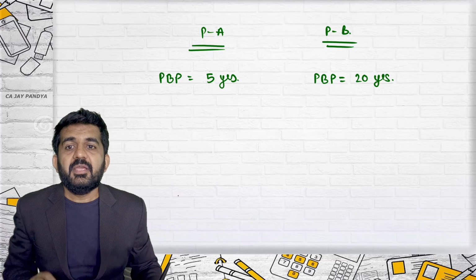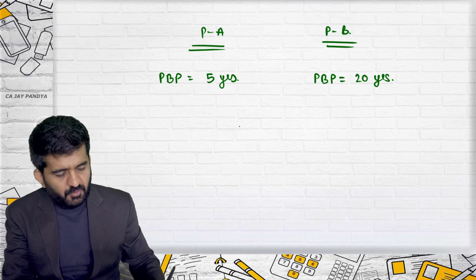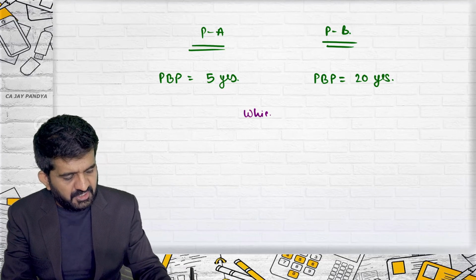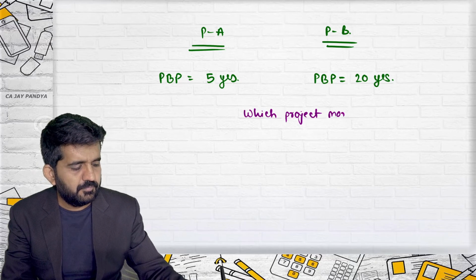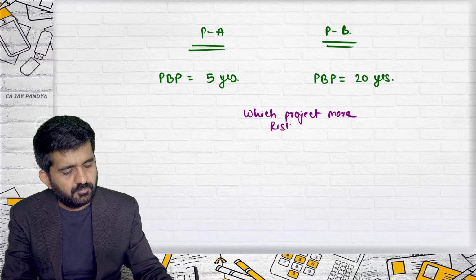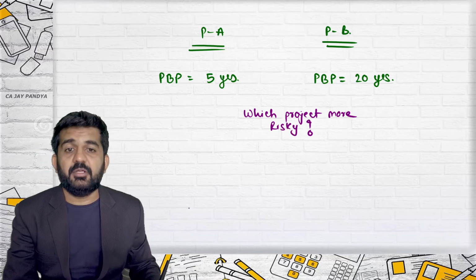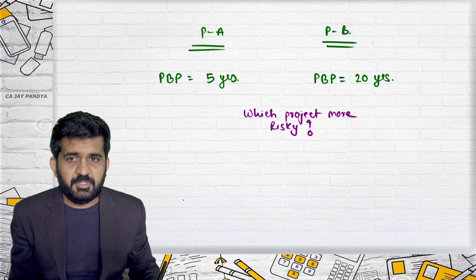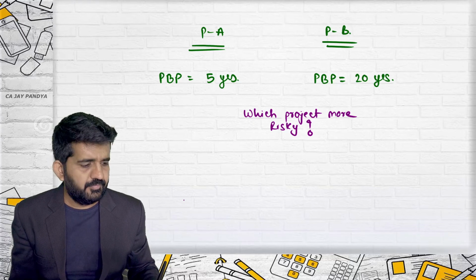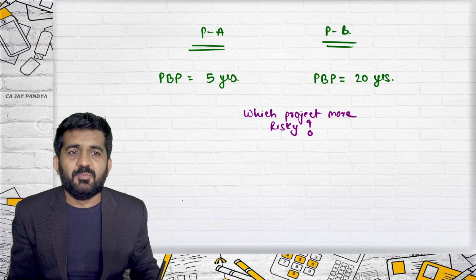Alright. Can any student answer me which project is more risky? Directly from these two figures. Darshita? Yes, Aman? Project B. Project B is more risky.